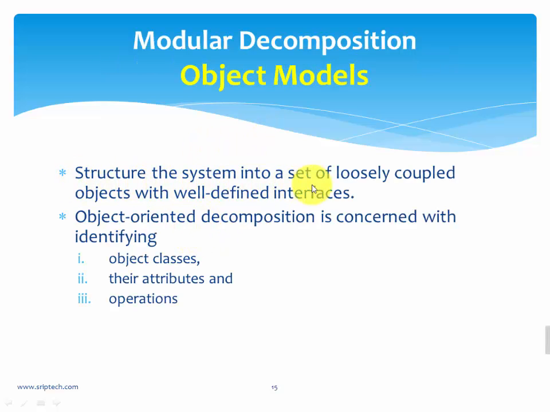Structure the system into a set of loosely coupled objects with well-defined interfaces. Now the object model itself is an outcome of object-oriented decomposition, where all the subsystems are visualized as objects. Now what are objects? Objects have certain properties and methods. We shall look into a diagram of an object. For this point of time, understand that the object-oriented decomposition is concerned with object classes, their attributes and operations.